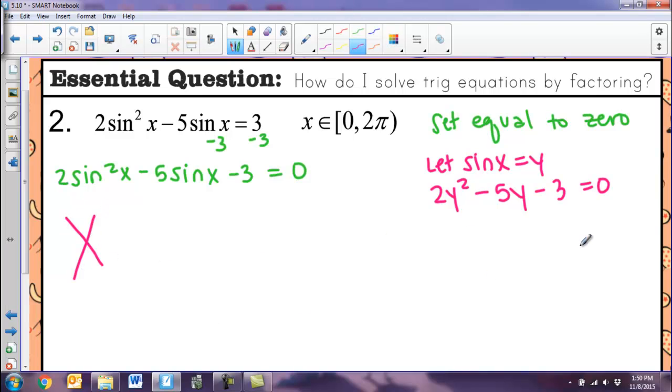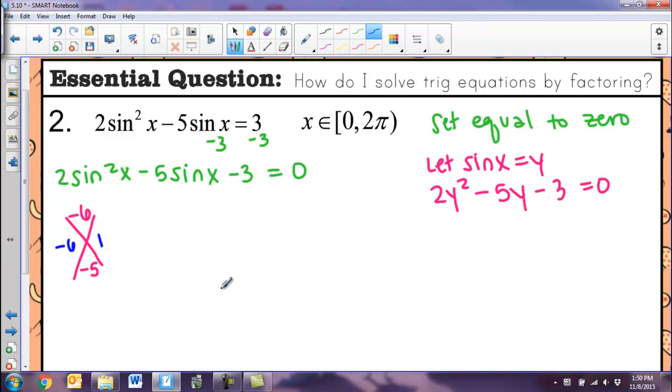But in the end, what you're looking for is the things that multiply to be negative 6, 2 times negative 3, and add up to be your middle term, or negative 5. Okay, and so again, I'm looking for the things that multiply to be the a times the c, or the first times the last, and add to be that middle term. And so for this one, those 2 factors are going to be negative 6 and positive 1.